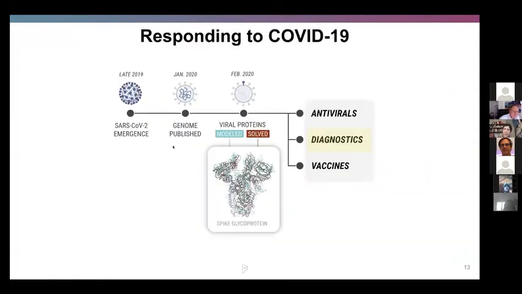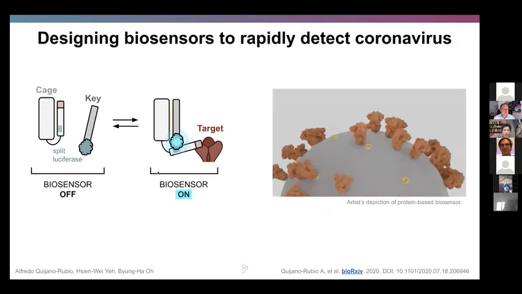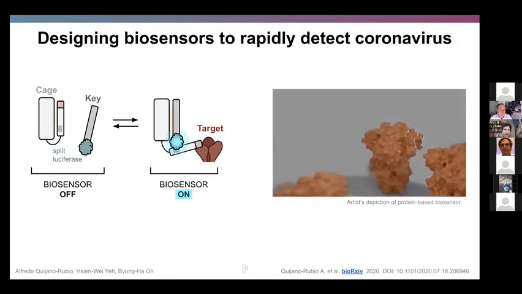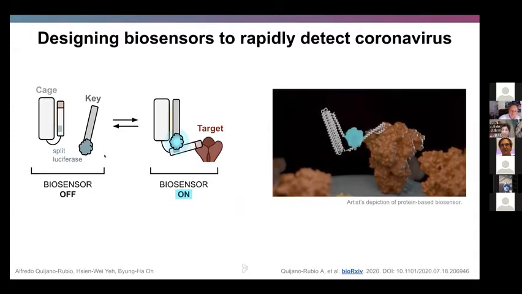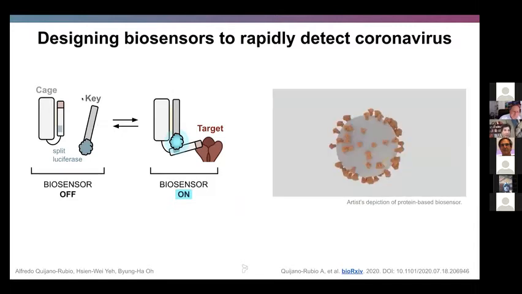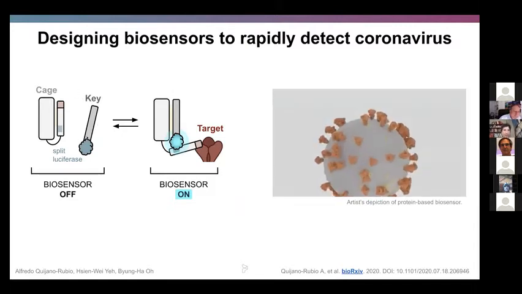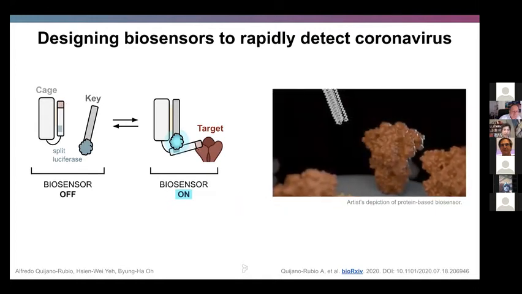The second problem that I want to talk about is the problem of detecting the virus. What I described so far was the design of these small proteins which bind very tightly, but we can also design proteins which have multiple states. So this is like a molecular device. The system has 2 components shown here. This is in the closed state in the absence of the viral protein.